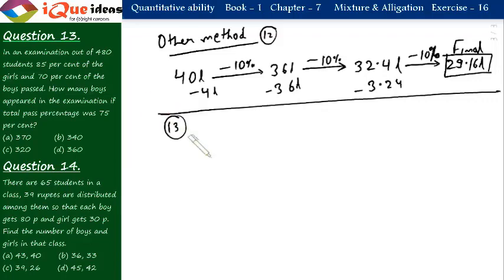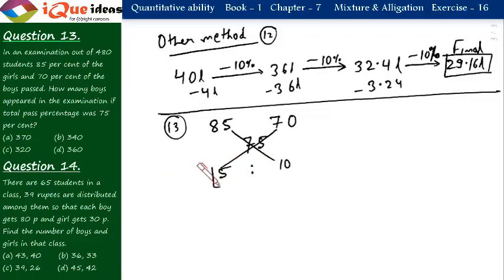Now let's take question number 13. It says in an examination, out of 480 students, 85% of the girls and 70% of the boys passed. How many boys appeared in the exam if the total pass percentage is 75? This is a normal question of allegation. 85 is the pass percentage of girls, 70 is the pass percentage of boys, and the overall pass percentage is 75. The difference of 85 and 75 is 10. The difference of 70 and 75 is 5.